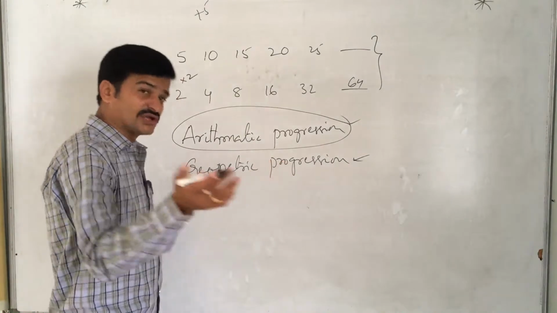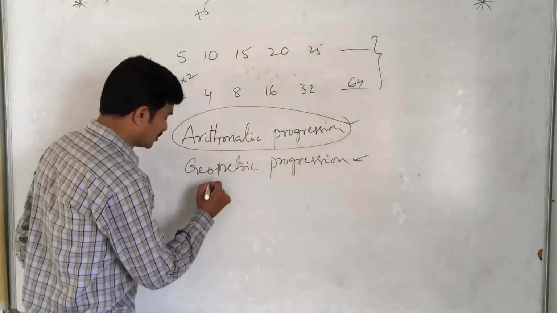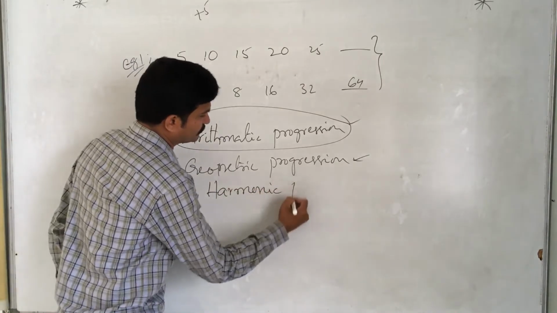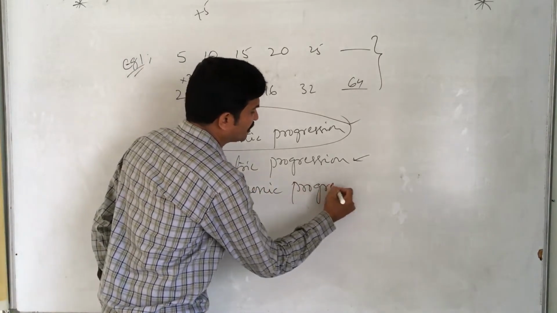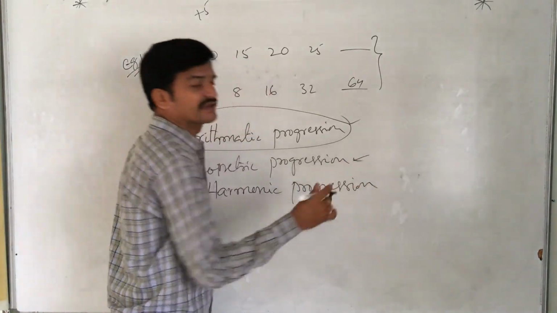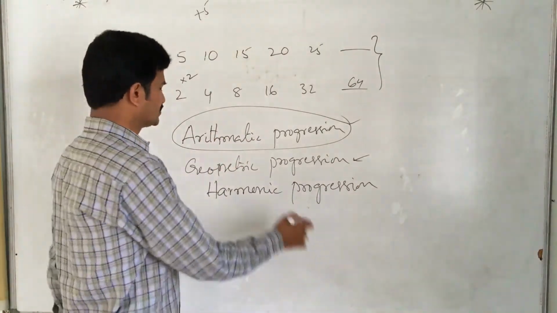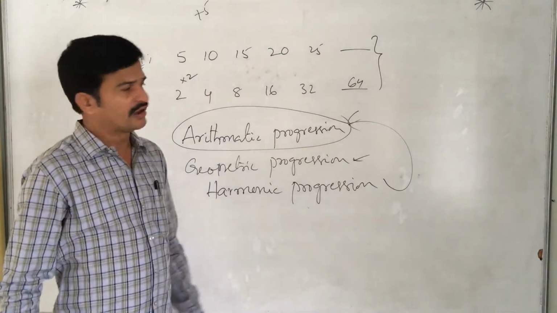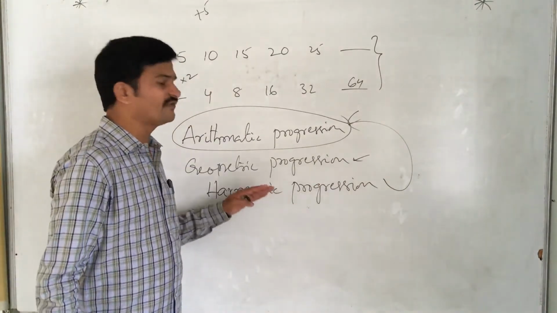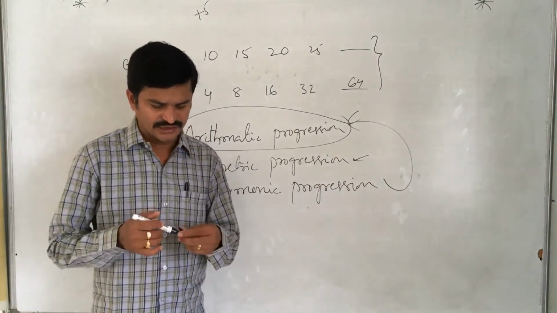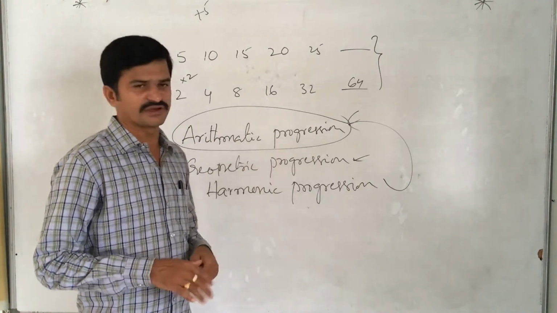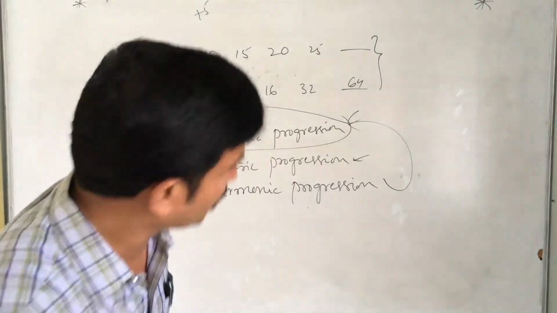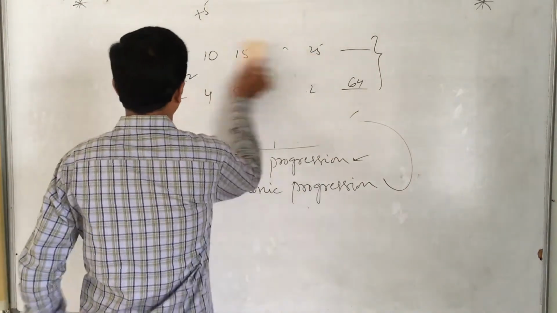One more progression is also there, that is called harmonic progression. But for this, there are no specific conditions. Harmonic progression is nothing but the reciprocal of arithmetic progression. That's it. But basically these two types of progressions, arithmetic progression and geometric progression. Now today our topic is arithmetic progression.